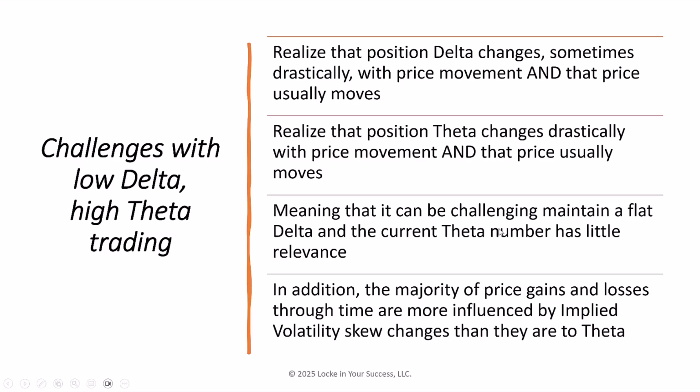In addition to that, the majority of your P&L gains and your P&L losses in your position through time are much more influenced by implied volatility skew changes than they are by theta, right? So it's not like you go 3 days and your theta is 300 and you're going to make $300 a day. You might make $900. You may make $100. You might lose $1,000, and the price may not move at all, right? That's because your T+0 line doesn't shift according to theta, it shifts according to implied volatility skew curves.